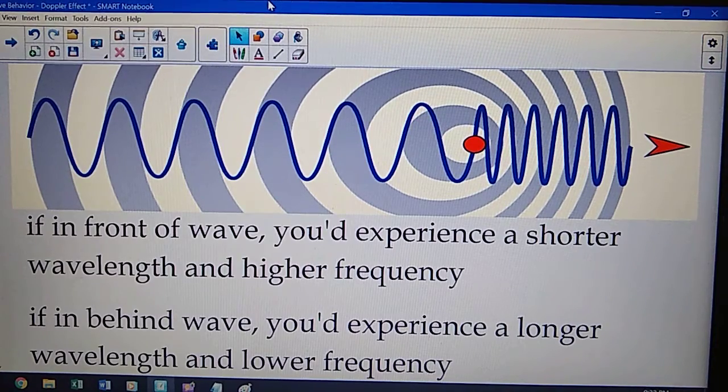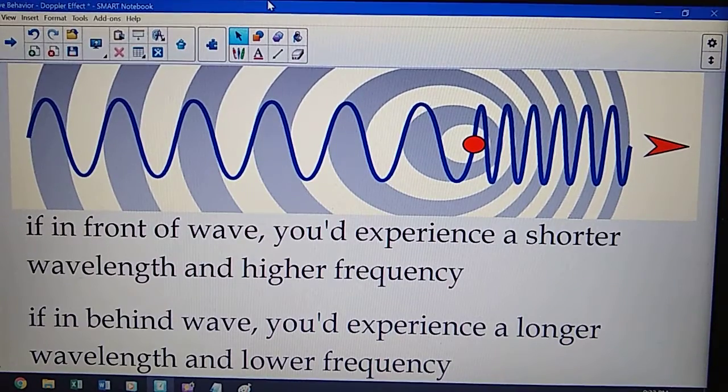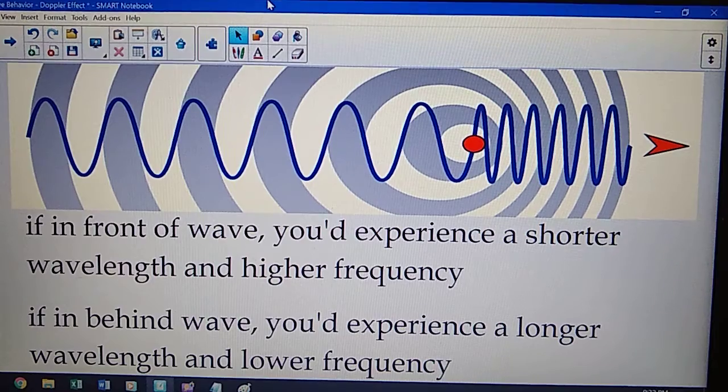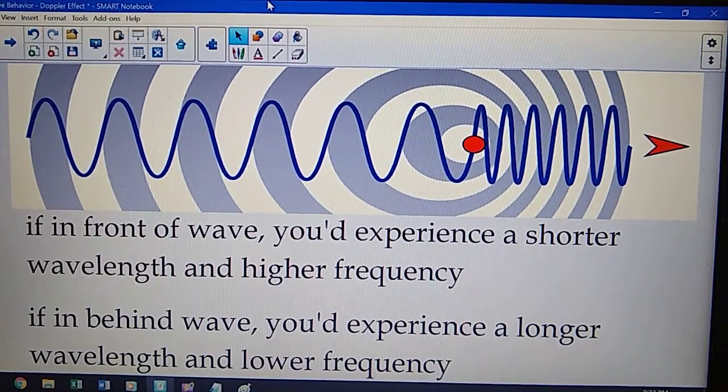If you're in front of the wave, let's say you're over on this side, the waves coming at you are closer together, so you therefore experience a shorter wavelength and therefore a higher frequency. If you're behind the wave on this side, the waves are now further apart, therefore there's a longer wavelength, a greater wavelength, and you'd experience a lower frequency.